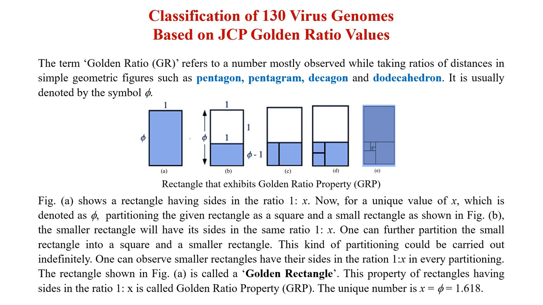One can further partition the small rectangle into a square and a smaller rectangle. This kind of partitioning could be carried out indefinitely. One can observe smaller rectangles have their sides in the ratio 1:x in every partitioning. The rectangle shown in figure A is called a golden rectangle. This property of rectangles having sides in the ratio 1:x is called golden ratio property. The unique number x is equal to phi, which is equal to 1.618.